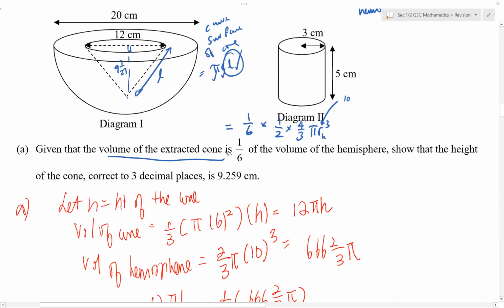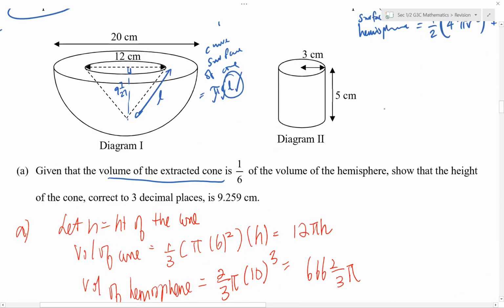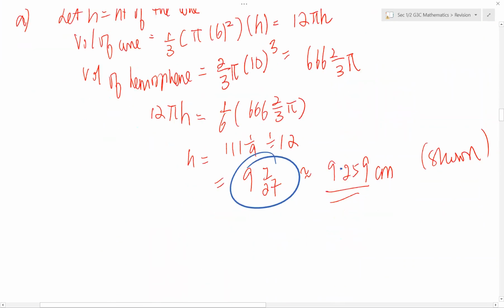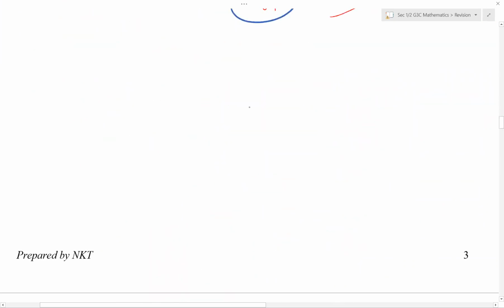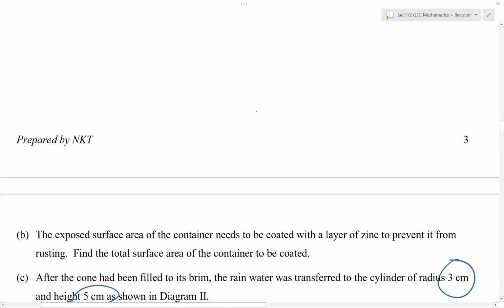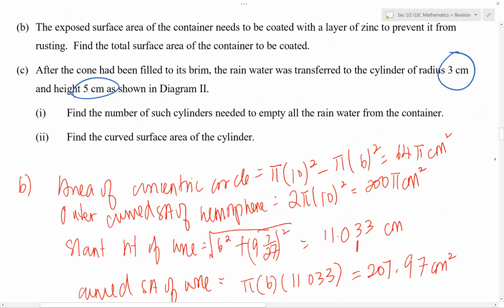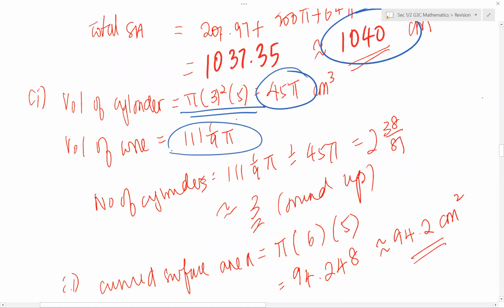So for a cylinder, we can treat it as a prism also. Volume equals to base area times perpendicular height. So the base area, this will be pi r squared. 10 times 5, you get a volume. So how many of those are required? So pi r squared times the height of 5. One container is just 45 pi. For the cone, the volume of the cone is 111 and 1/9 pi.